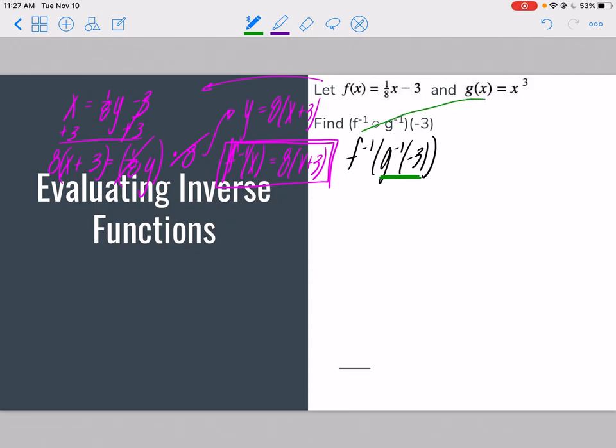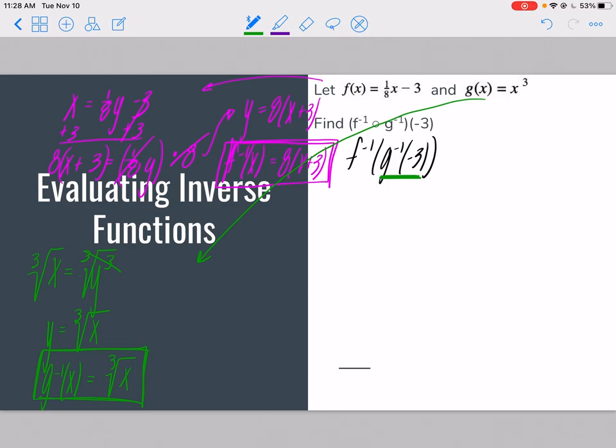Okay, and then let's do the same thing with g of x. So replace the g of x with y, and then flip-flop the x and y. So we get x equals y cubed. Opposite of cubing is to cube root both sides. So we cube root both sides, and then we get y equals cube root of x. Okay, and then this is the same thing as inverse of g equals cube root of x. Okay, so here's what we do now that we know the inverse functions.